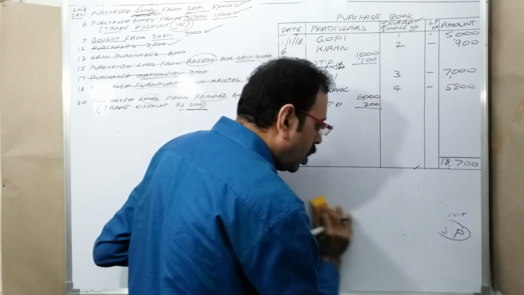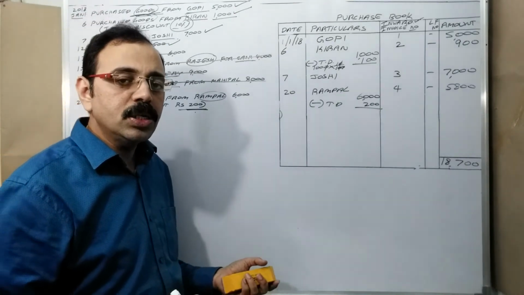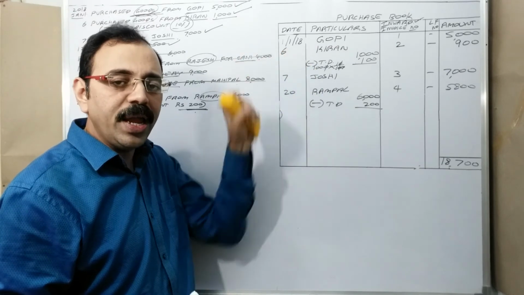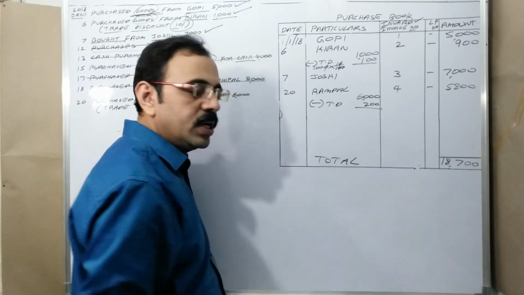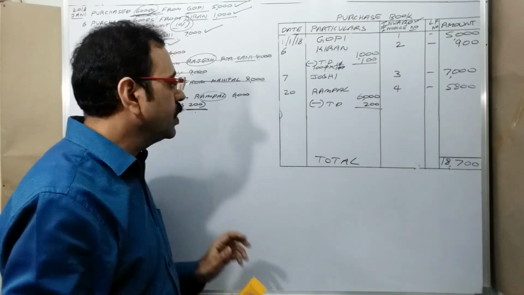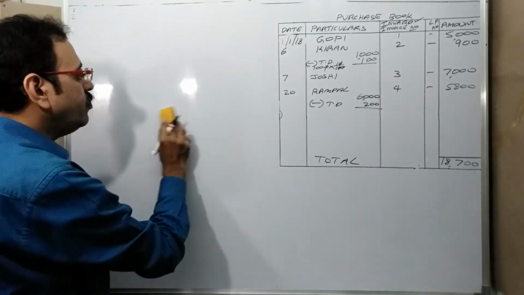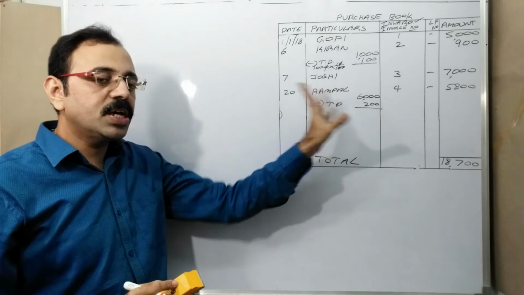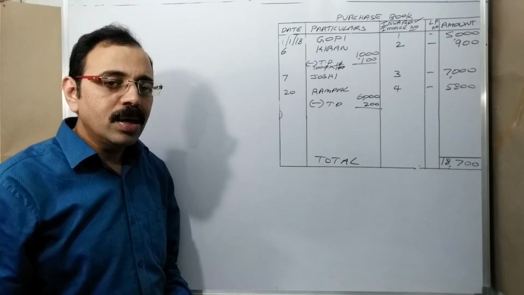$18,700 is what? This is the total credit purchase of goods for the month of January 2018. In the particulars column, write down "total". Clear? In this manner, we should prepare the purchase book. Then, what did we do? We recorded purchase transactions in the subsidiary book. Recording work is completed. Now, what is the next step?